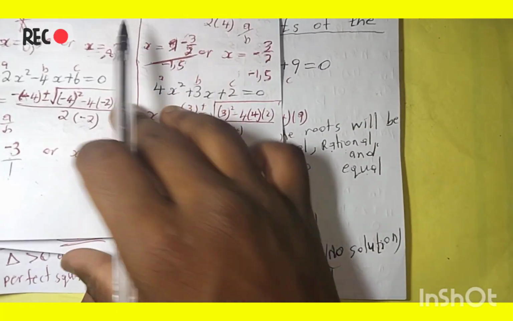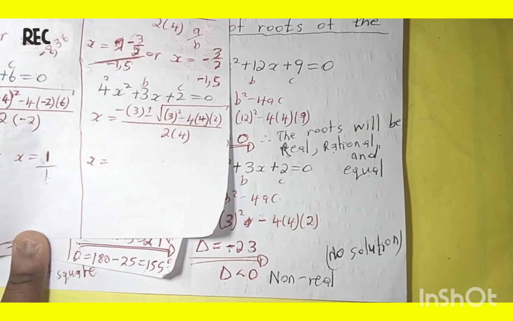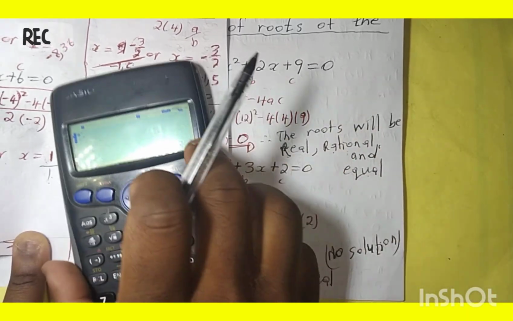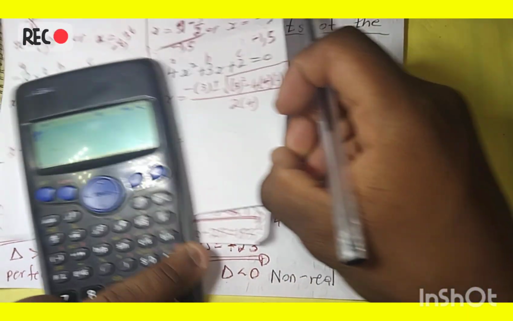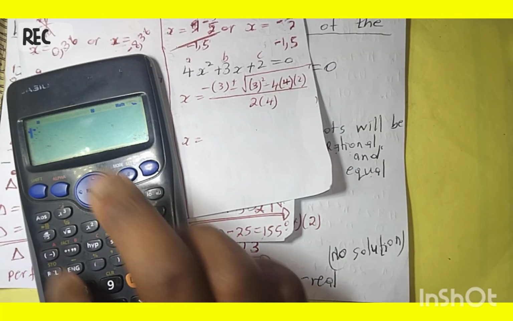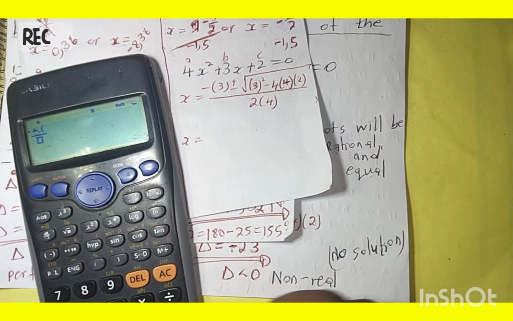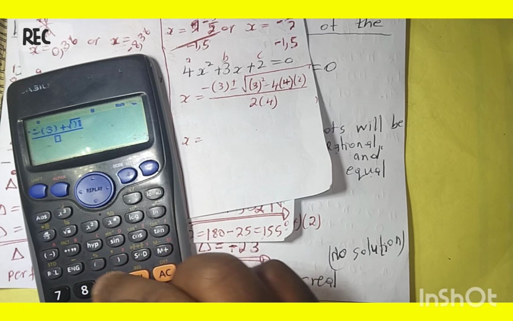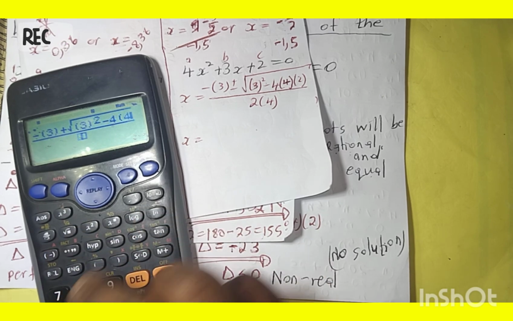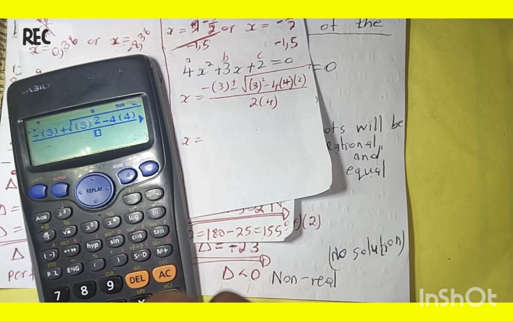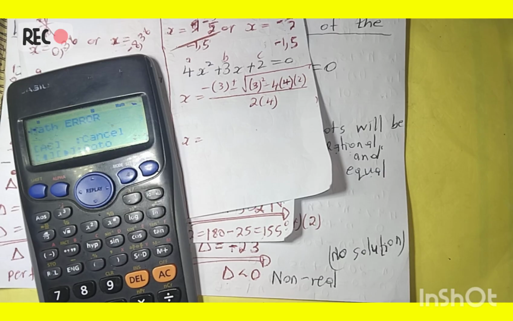The last one. So here's this one. Let me just punch this thing into my calculator. What is the meaning, guys, of non-real? So this is this, and 3, and minus 4 times 4 times 2, divided by 2 times 4. I hope, guys, that I pressed everything correctly. So now what is the answer?